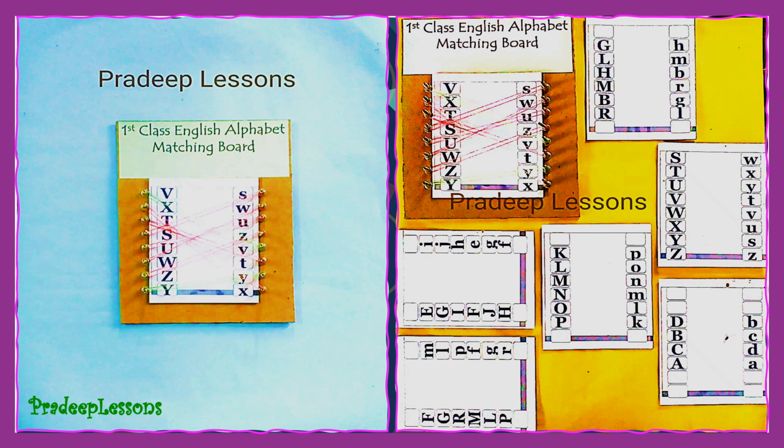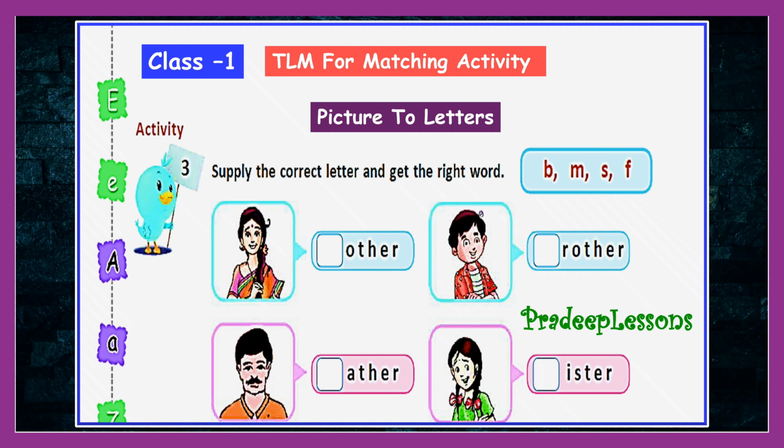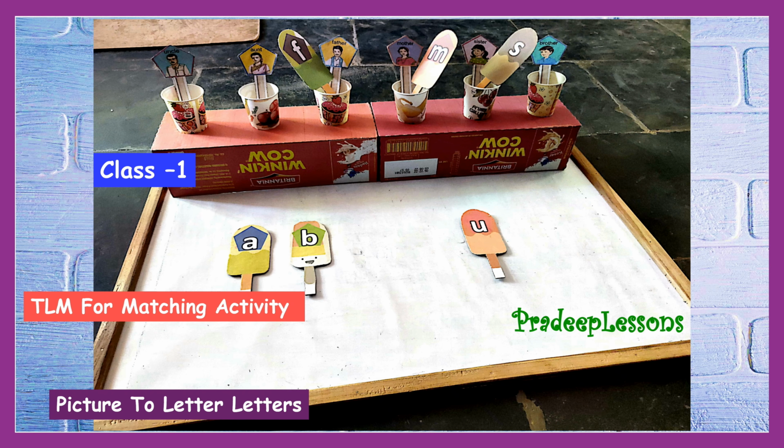In this teaching learning material, different type of matching cards is here. We have to match from capital to small. Next, my teaching learning material is about matching. That is picture to letters. For example, mother is a word starting with which letter? This type of teaching concept have to use this teaching learning material. It is very interactive. Children can participate very actively.